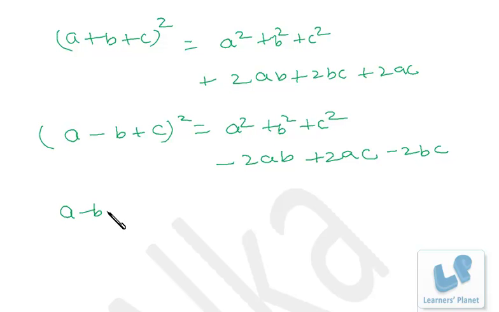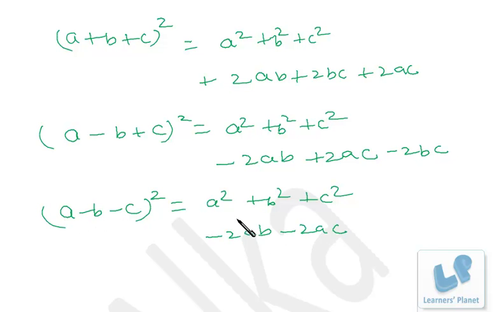Similarly, if I have a minus b minus c whole square, then a square plus b square plus c square. Now a into minus b, so it's minus 2ab, then a into minus c, minus 2ac, then minus b into minus c, so it's positive 2bc. So this way you can expand very easily.